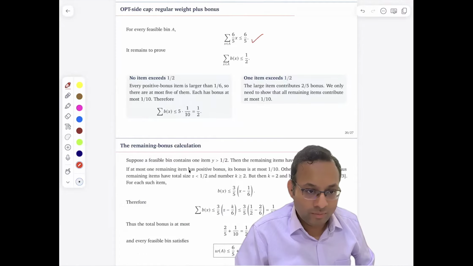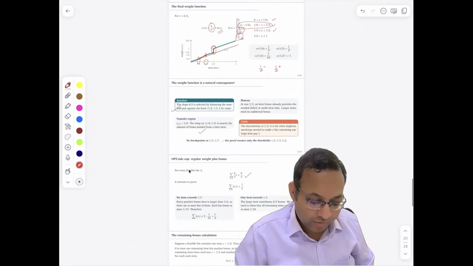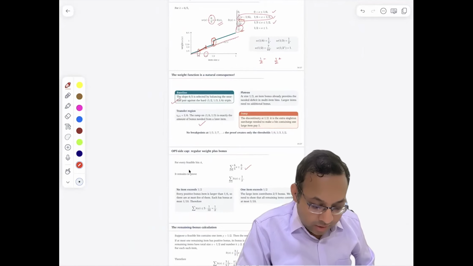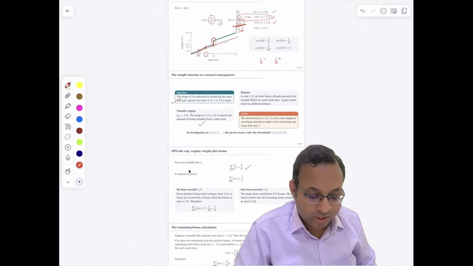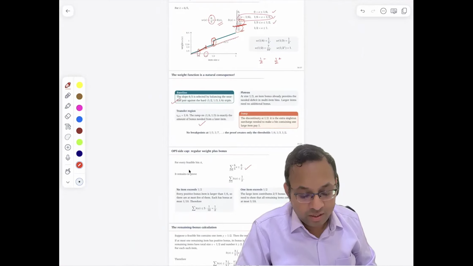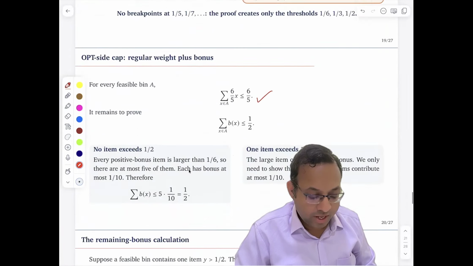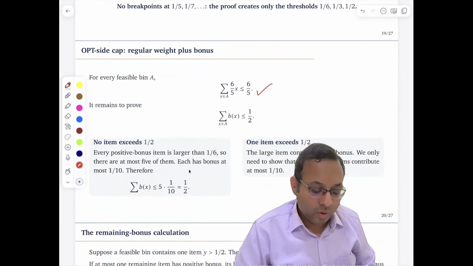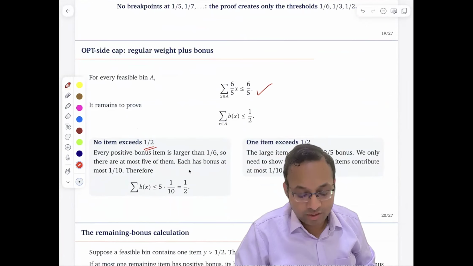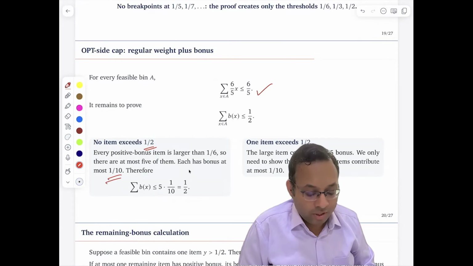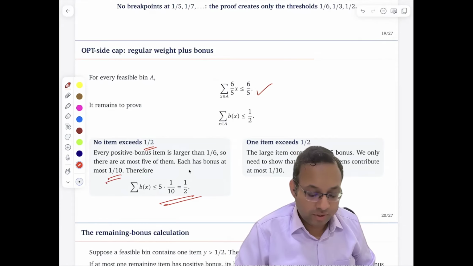If there is no item more than half size, then it's easy. Because if we look at the function here, we see that the maximum bonus an item of size less than half can attain is 1/10. And how many such items can there be? If we already have no items more than half, and the positive bonus starts from 1/6, there can be at most 5 items, and each of them can contribute at most 1/10 bonus. Total bonus is at most half. So this is fine. The other case is more intricate.